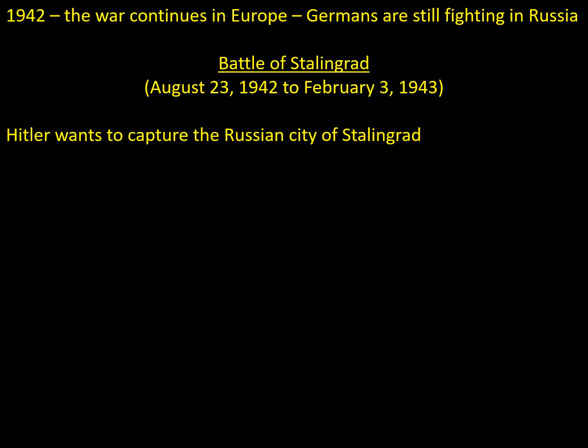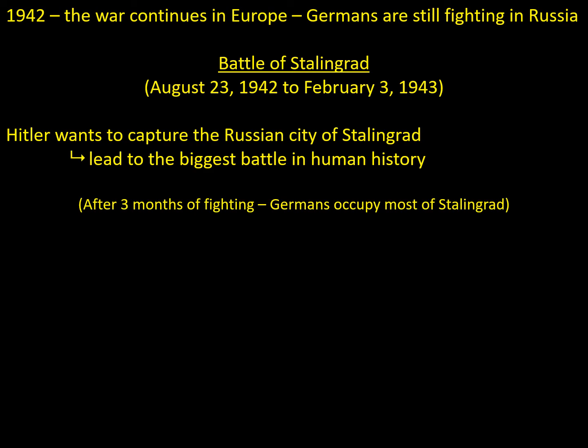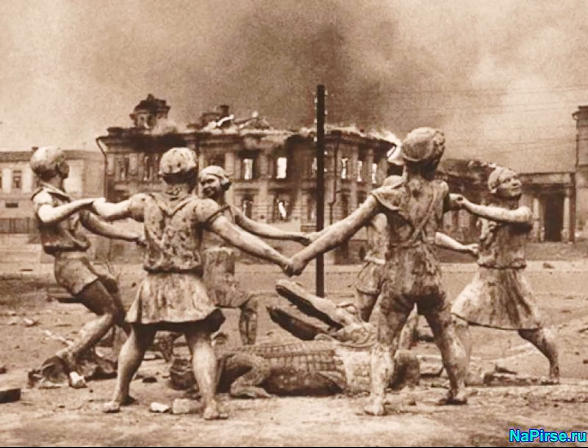Hitler wants to capture the Russian city of Stalingrad, mostly because it was named after the Soviet leader, Joseph Stalin. And this will lead to the biggest battle in human history because Stalin does not want to let a city that's named after him be captured by the Germans. So both sides are going to pour more and more soldiers and resources into the battle. Now, after 3 months of fighting, the Germans occupy most of Stalingrad.